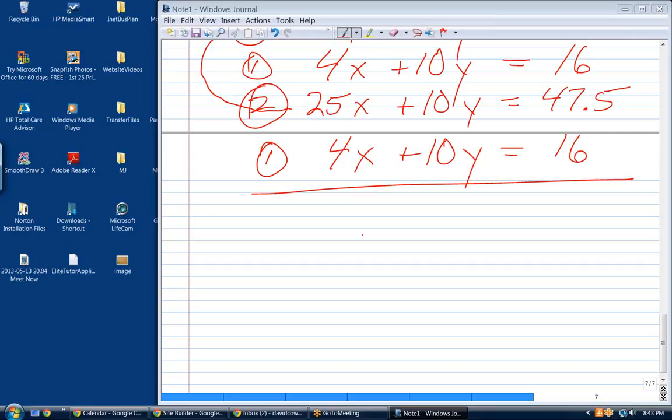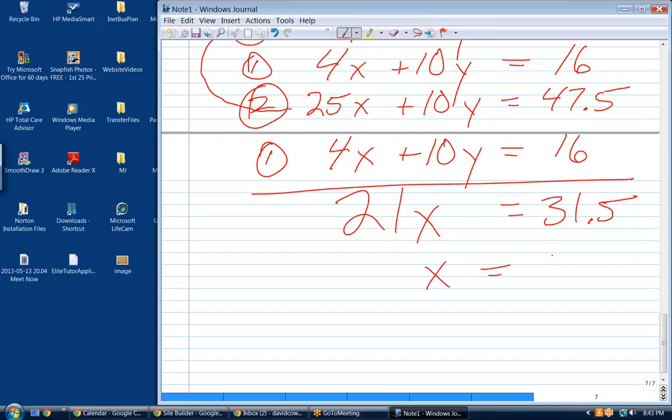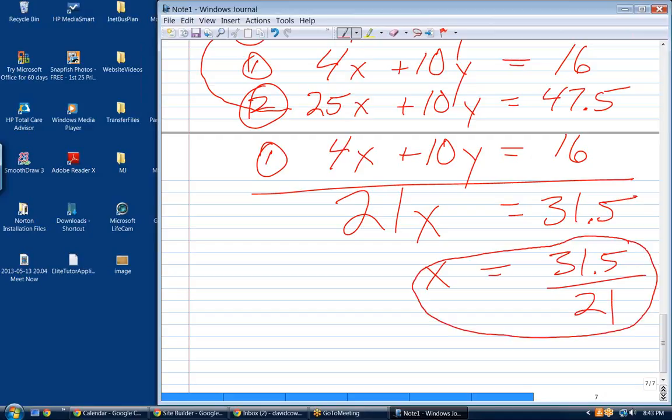What happens to everything else? How many x's do I have? 21. How many numbers do I have? 31.5. So x is now equal to 31.5 divided by 21. And that solves for x. But now I have to go back in and substitute this into one of my equations and then solve for y. And that's fine. It's just the final step.